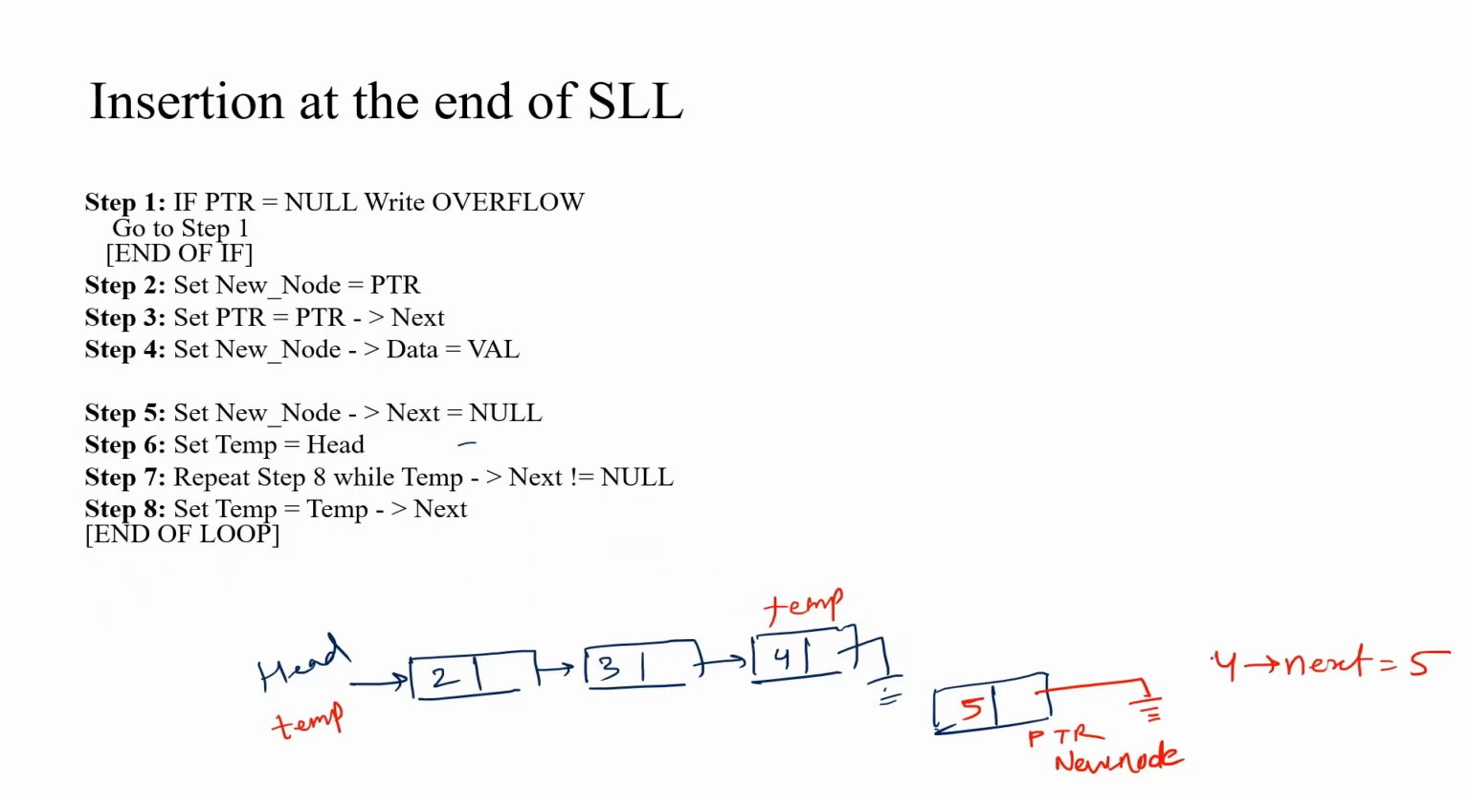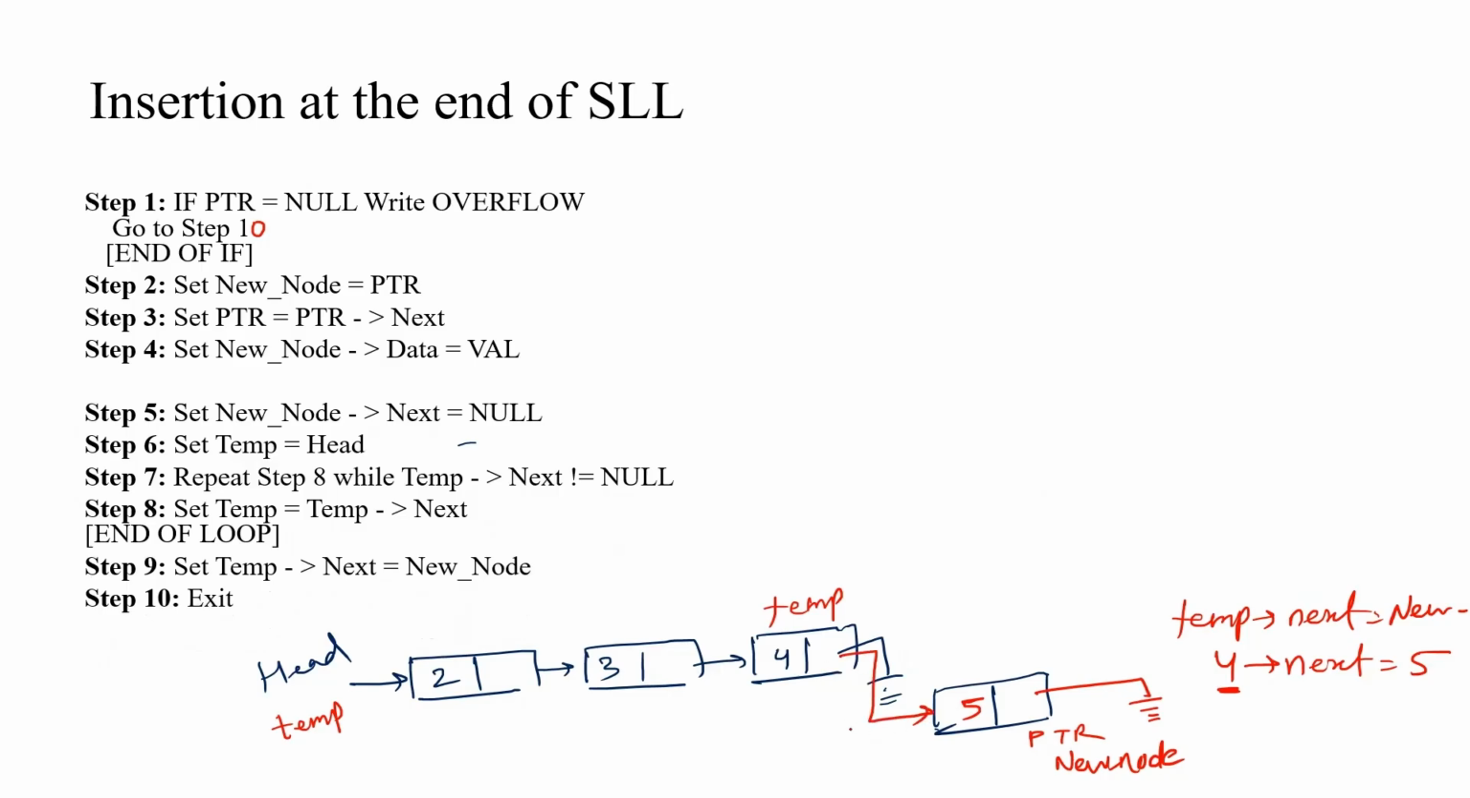After that, simply we can say the name of the 4 is temp. I can say temp to next is equal to new node. So temp to next is equal to new node we will write, and the step number 10 is exit. Here it will come 10. So in this way, we can insert the node at the last position of the linked list. So step number 9 is basically we are connecting this 4 with the 5.